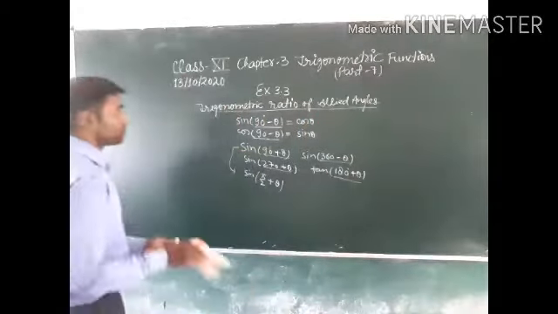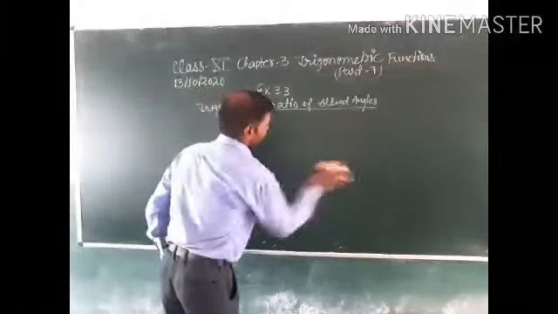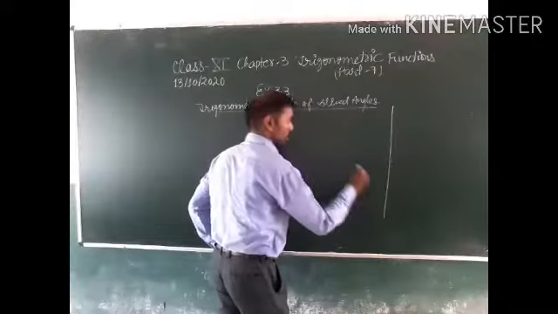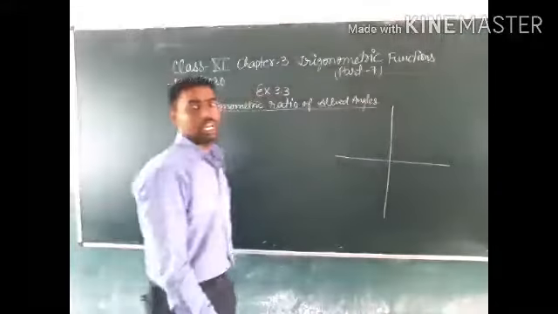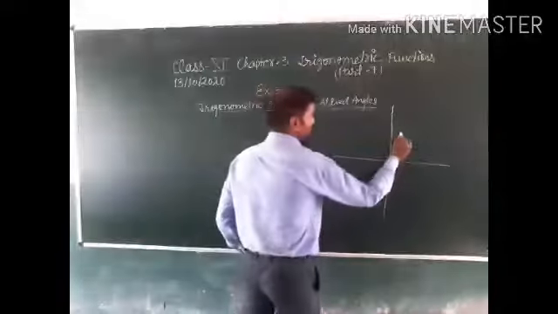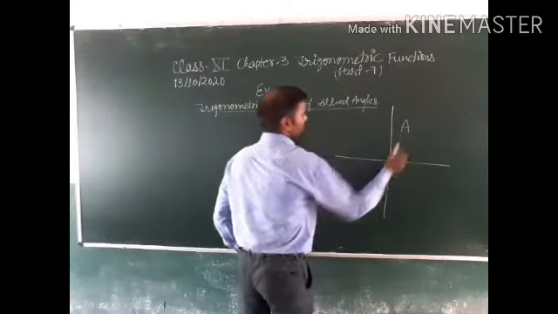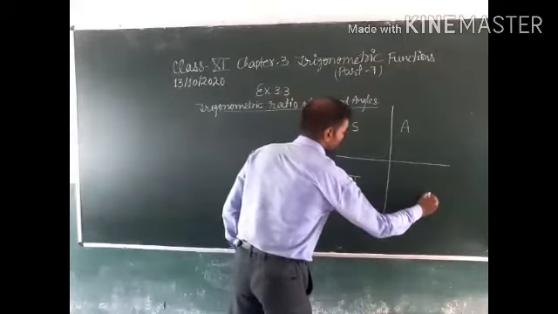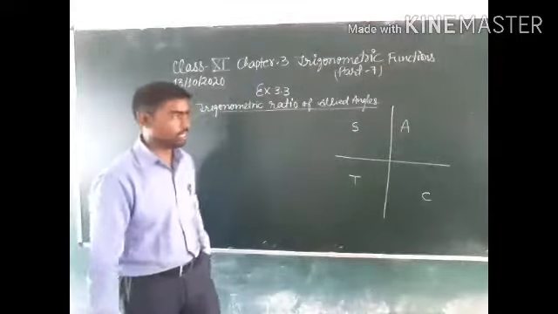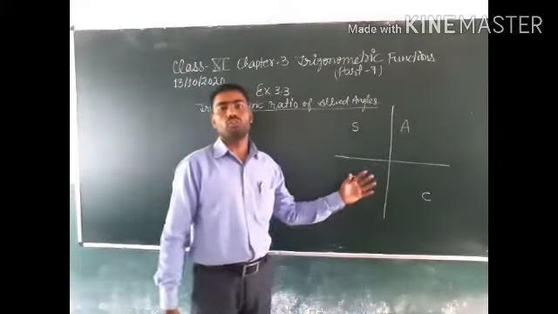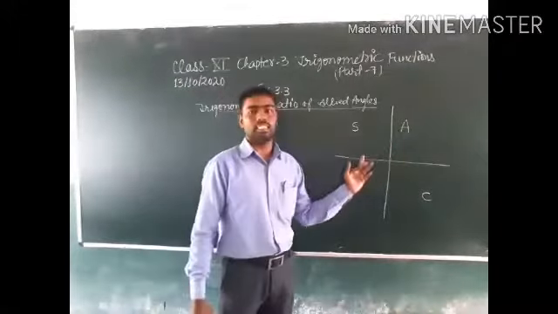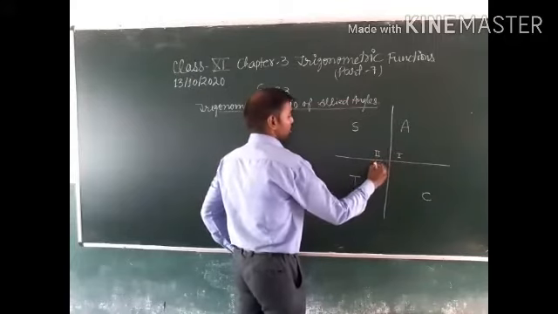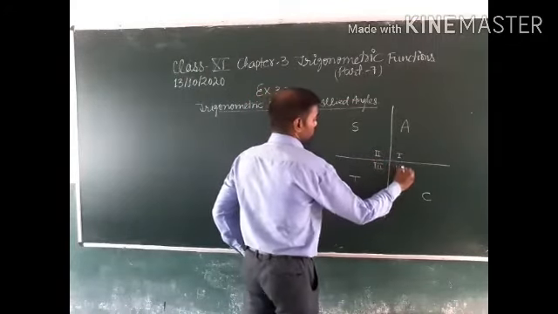So let's start. First of all, we draw a Cartesian plane. All students of 10th class already know this. The Cartesian plane is divided into 4 parts, and each part is called a quadrant. So this is first quadrant, this is second quadrant, this is third quadrant, and this is fourth quadrant.